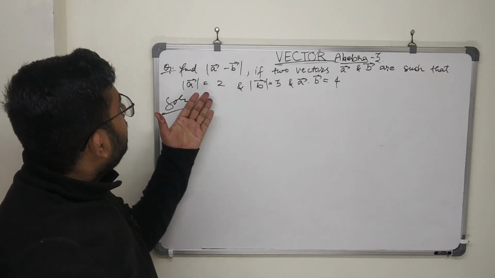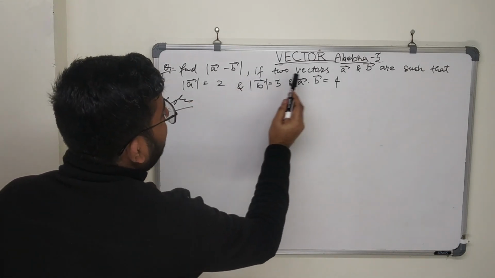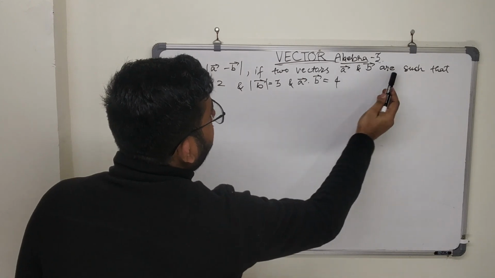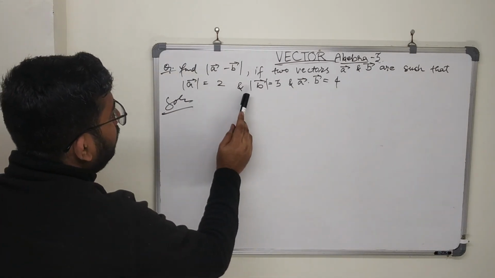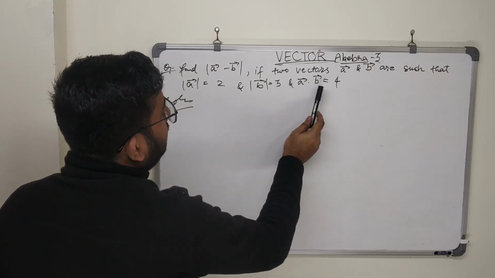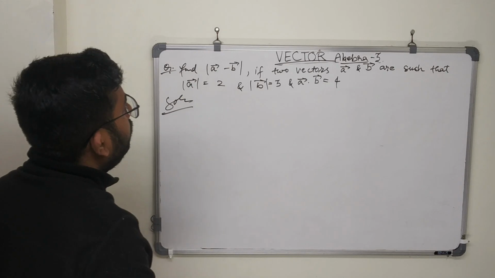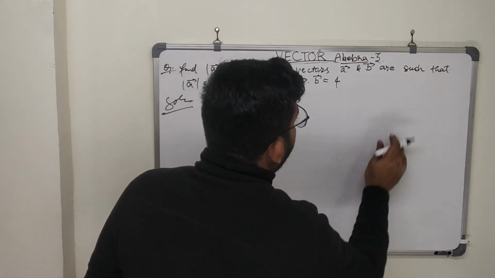So now the next question is, find the magnitude of a vector minus b vector, if two vectors a and b are such that the magnitude of a vector is equal to 2, the magnitude of b vector is equal to 3, and a vector dot b vector is equal to 4. तो इस क्वेश्चन को सॉल्व करने के लिए हमें एक कॉन्सेप्ट की रिक्वायरमेंट है.